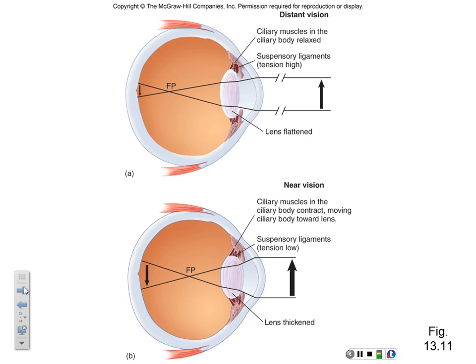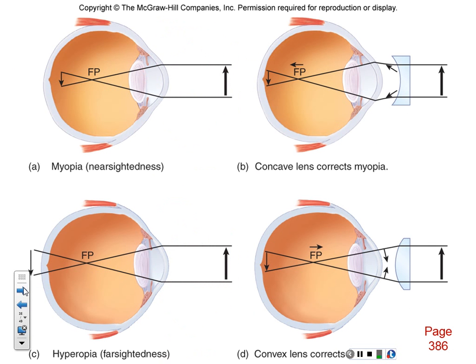When you're viewing things that are near to you, the lens is more plump, and it's more curved. So myopia, you are short-sighted. Being myopic is being short-sighted. You see, you're focusing in front of the retina.